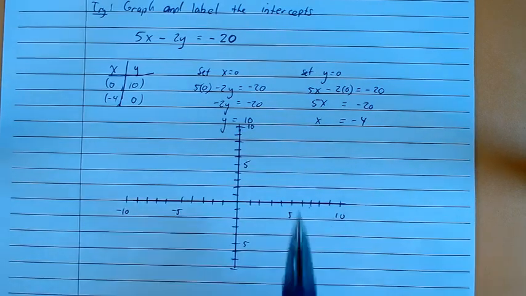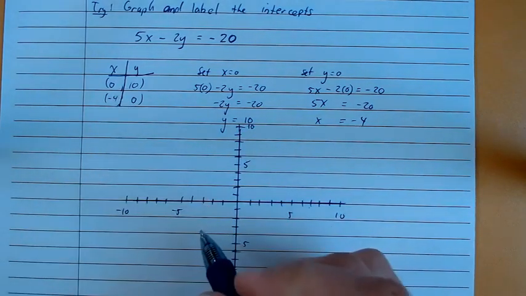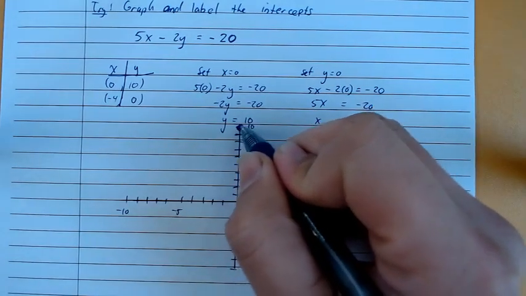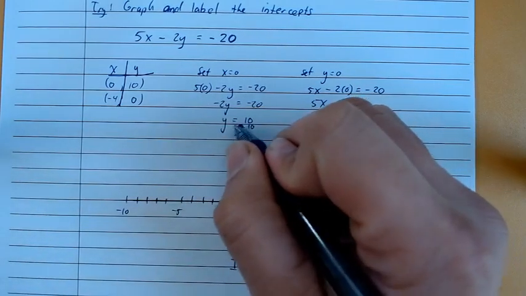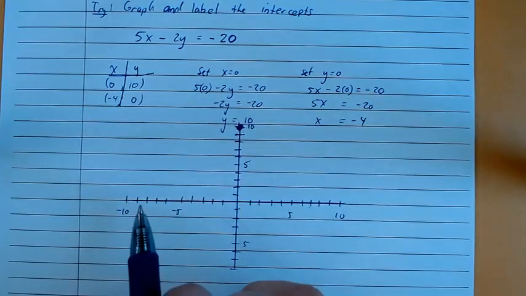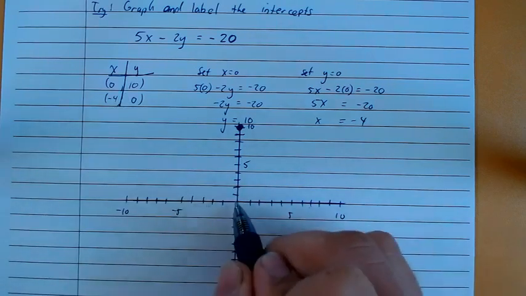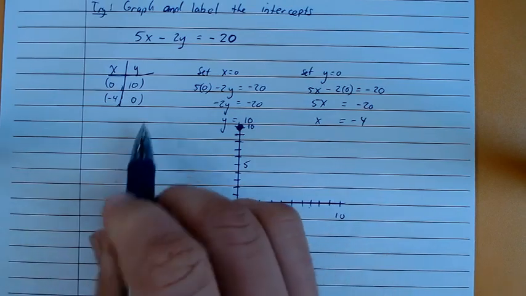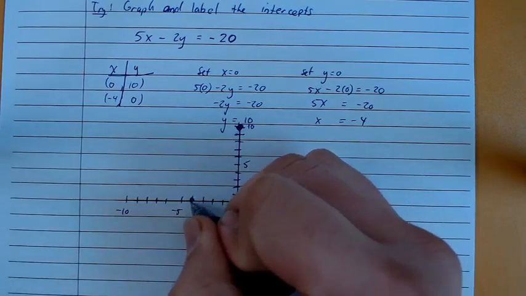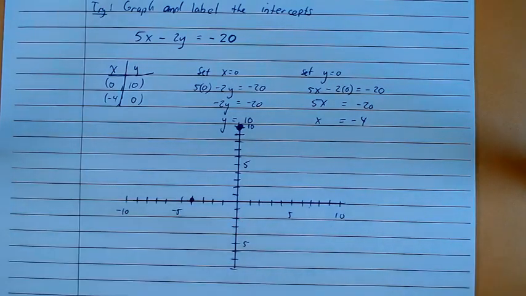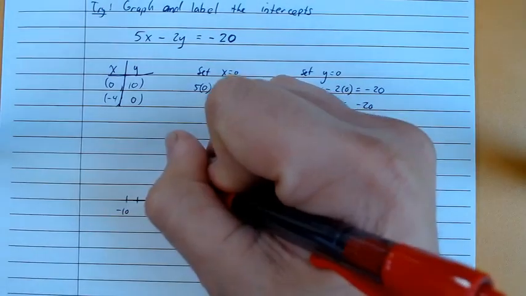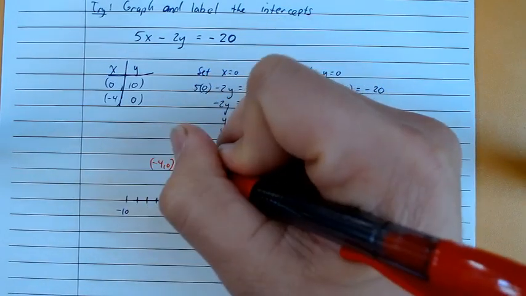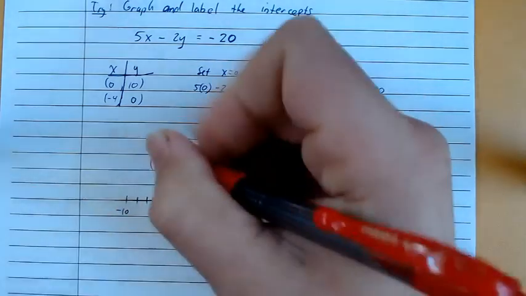All right, so I have 0, 10 as my y-intercept. Notice that that crosses my y-axis the way it's supposed to. And then here, negative 4 comma 0, that would be negative 4 along the x-axis. That'd be 4 steps to the left. Don't go up or down at all. That's where you cross the x-axis. So that's my x-intercept. So here, I'm going to go ahead and label those. This is negative 4 comma 0. That's my x-intercept because it's on the x-axis.